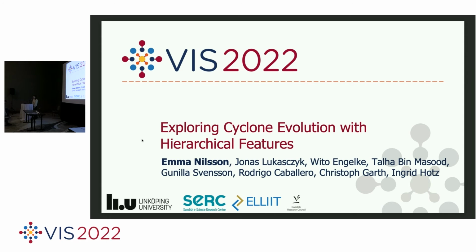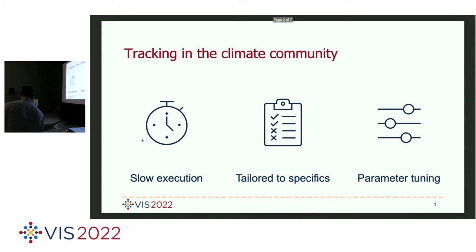Hi, I'm Emma Nilsson, a PhD student at Linköping University, presenting our paper today. Our collaboration partners research multi-centered extratropical cyclones, which are hard to identify and track. Their current methods suffer from slow execution, are tailored to specific cyclones or regions on the Earth, and require a lot of parameter tuning, which is a tedious process for the scientists. Also, cyclones can form from really shallow pressure minima, which not all cyclone methods can detect. And the accuracy of the tracks is really important for the scientists because they base their entire analysis on them.